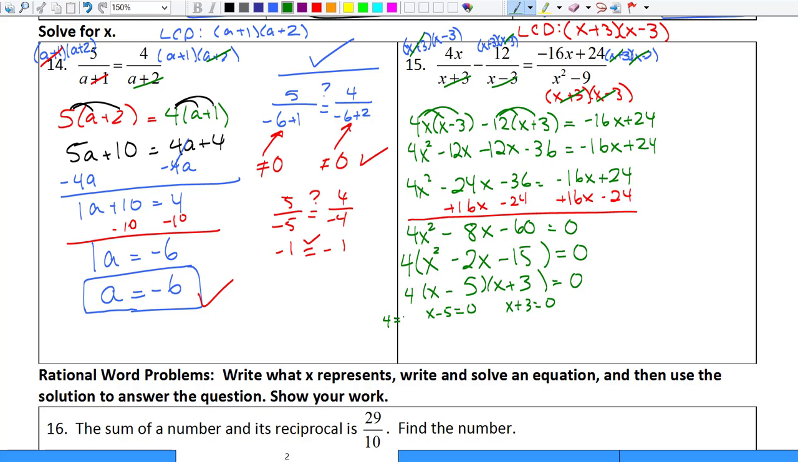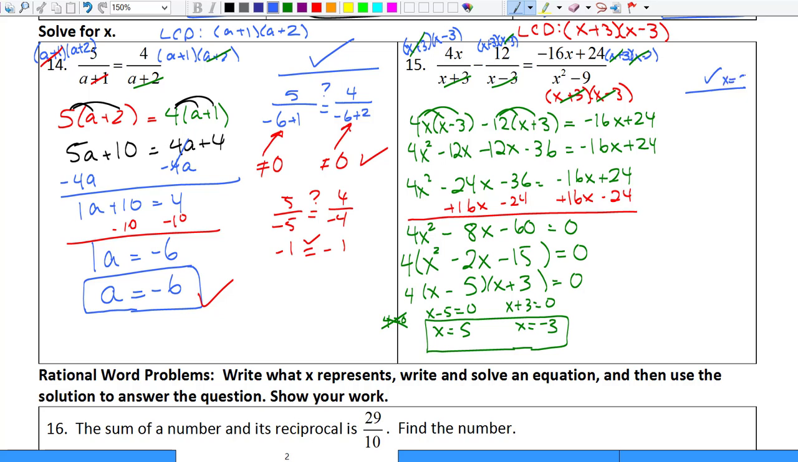I don't have to set the 4 equal to 0 because it doesn't have a variable, so you can't solve for that. So x equals 5 and x equals negative 3 are my two potential answers. I say potential because I have to check. Now, as I reminded you, we are only checking to make sure that the denominator is not 0.